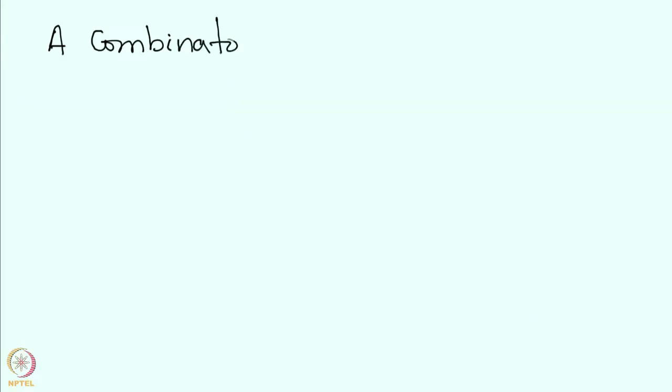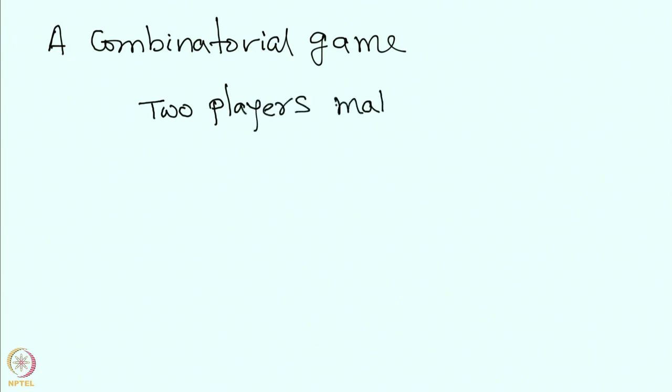In the previous session we have seen the takeaway game and discussed the optimal play of players. We also introduced the formal definition of combinatorial games. So, to recall, in a combinatorial game there are two players who make moves alternatively. This is the first point.